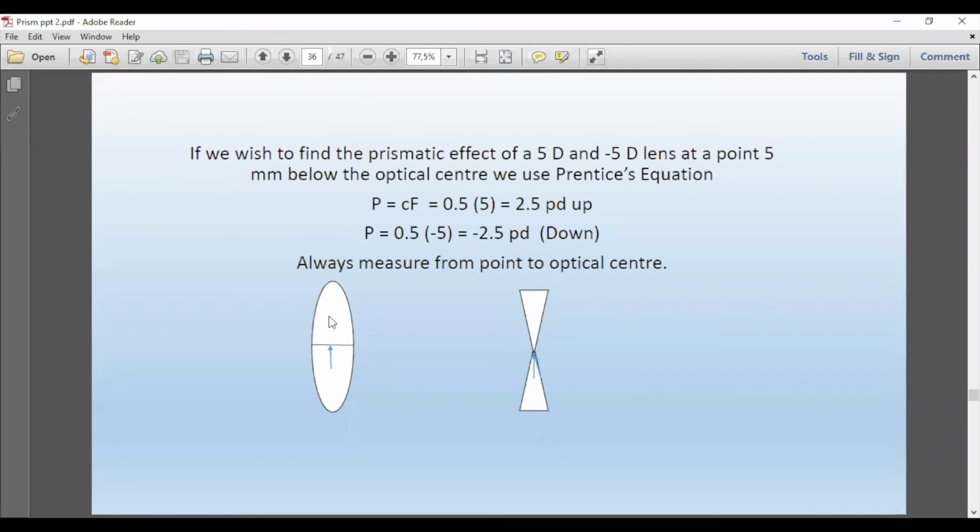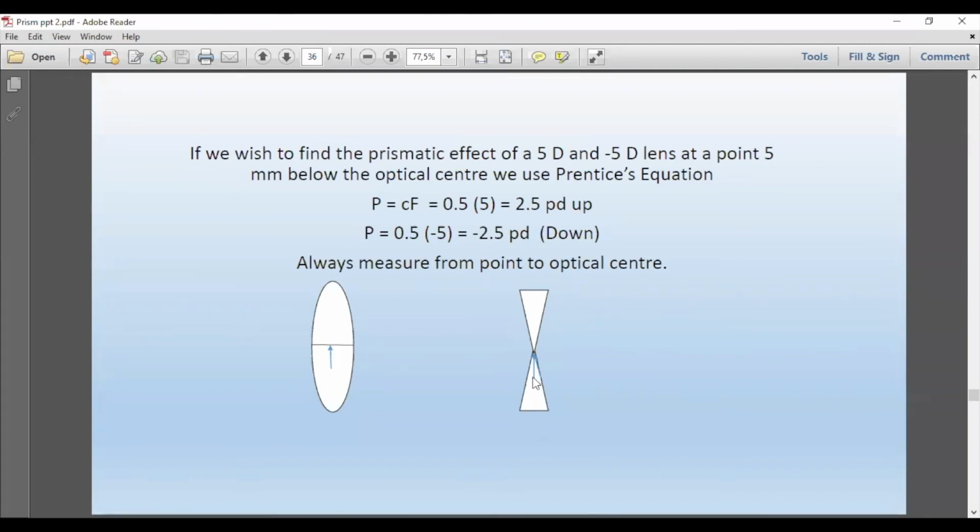Positive is up, so it's going to be base up. But another way of doing it, if you want to start drawing pictures, is to draw your picture and look at the point where I'm pointing. If you imagine half this lens being a prism, where I'm showing you now would be the base, and that would be the apex. Where is the base relative to that point? It is up. Same thing over here now. If you take a lens of negative power, it's 0.5 times minus 5, so we're left with a negative value, so it's 2.5 base down. Now the same thing applies.